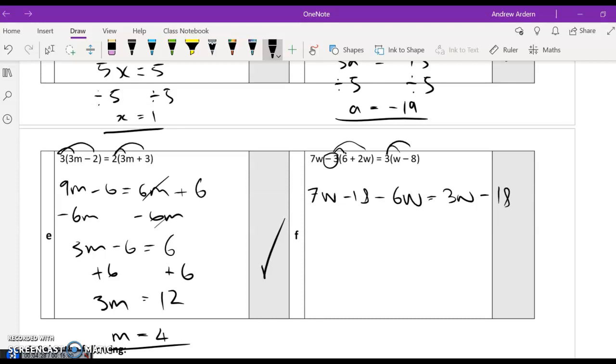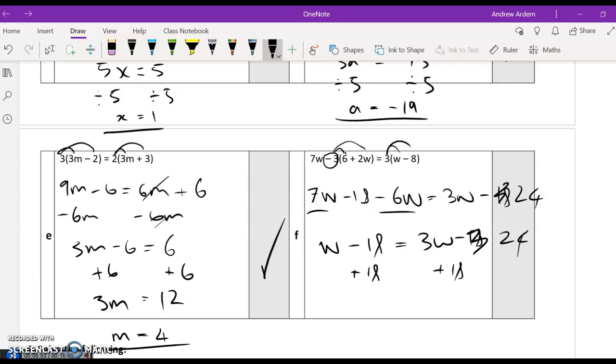Collect w's on the left because there's 7 of them and minus 6 of them. It's w. Minus 18 equals 3w minus 18. Essentially, I can add 18 to both sides. What have I done? It was 24, wasn't it? No, it's 24, yeah. Sorry, 24. Add 18 to both sides. And I'm left with minus 6 on the right, and I've still got w on the left. I've still got a 3w on the right as well.